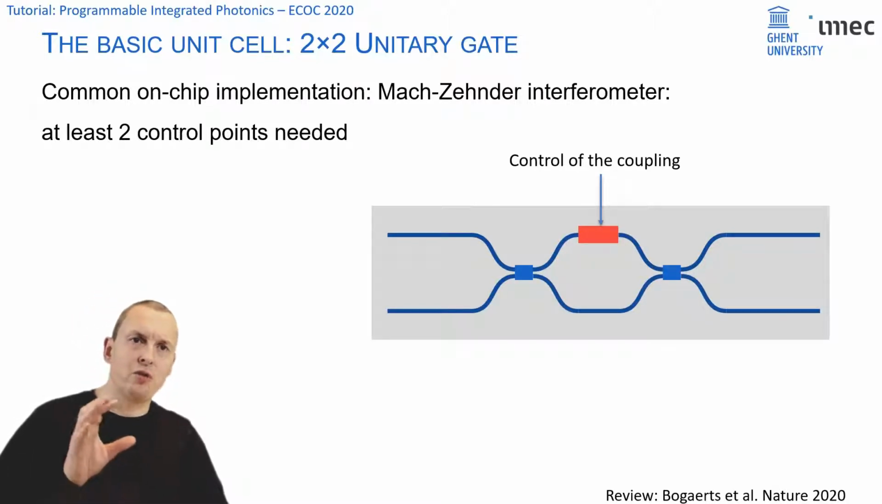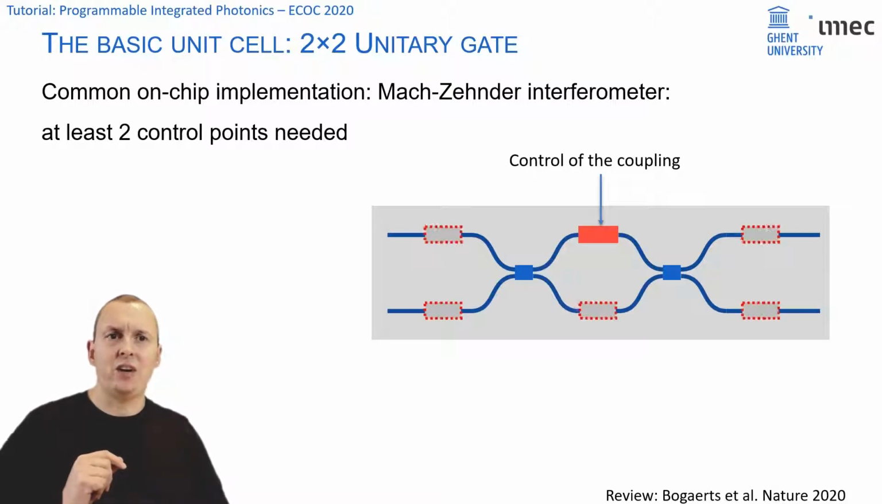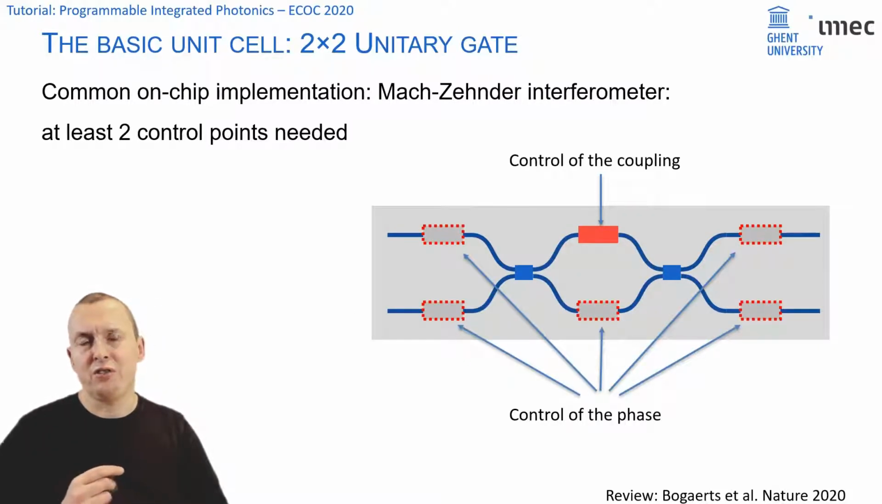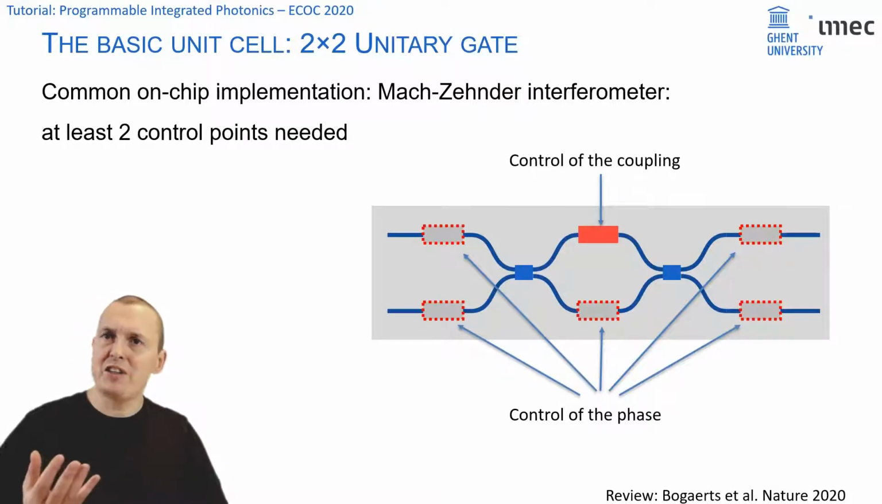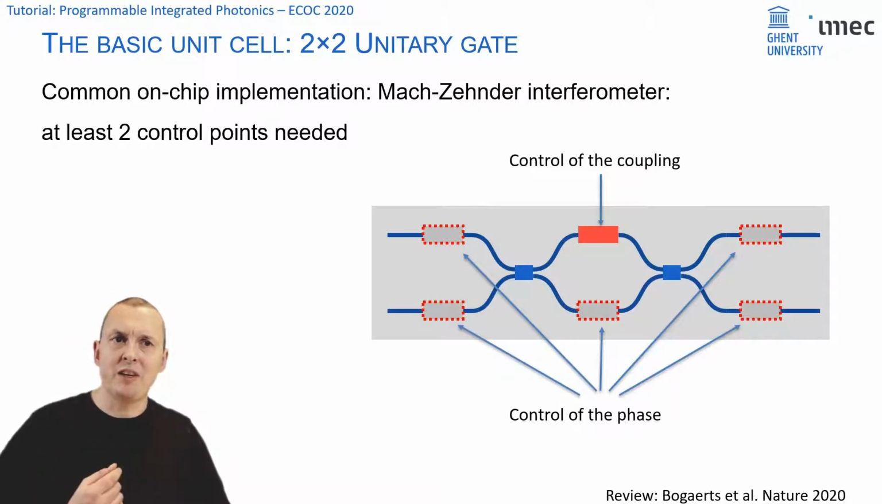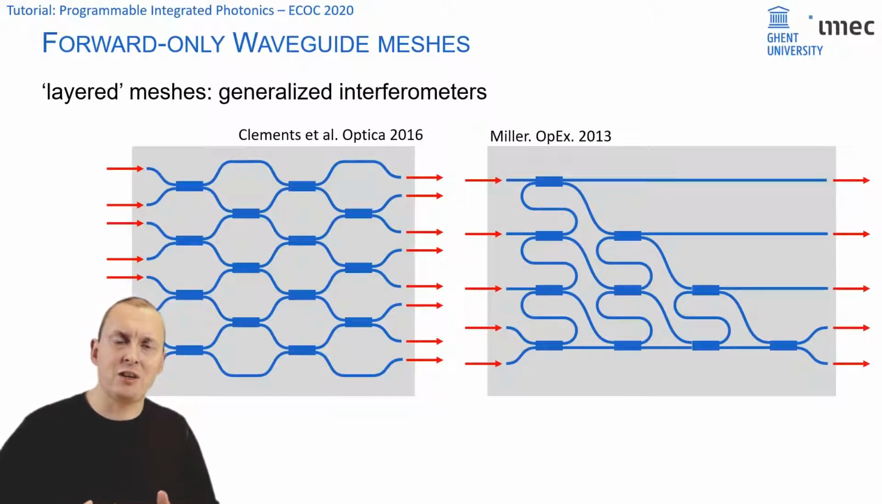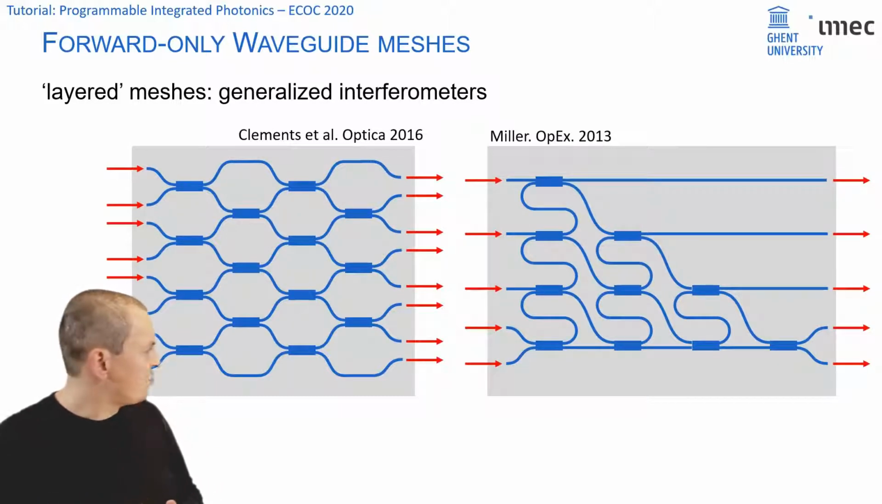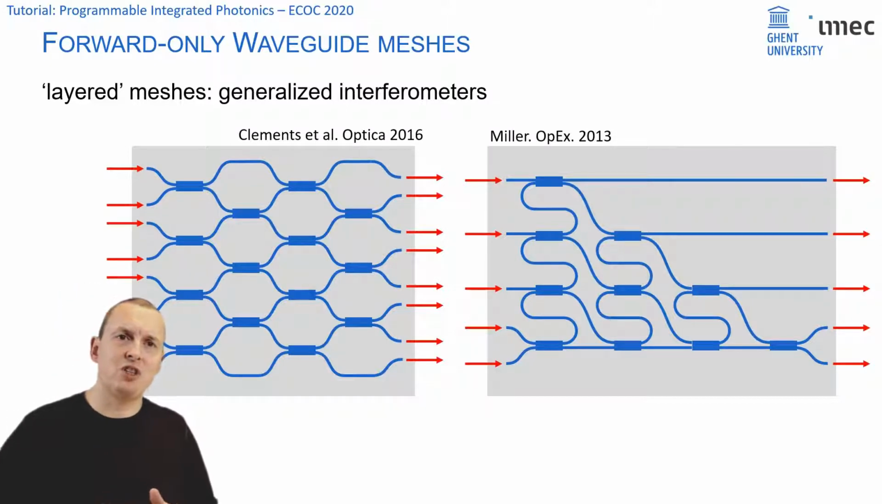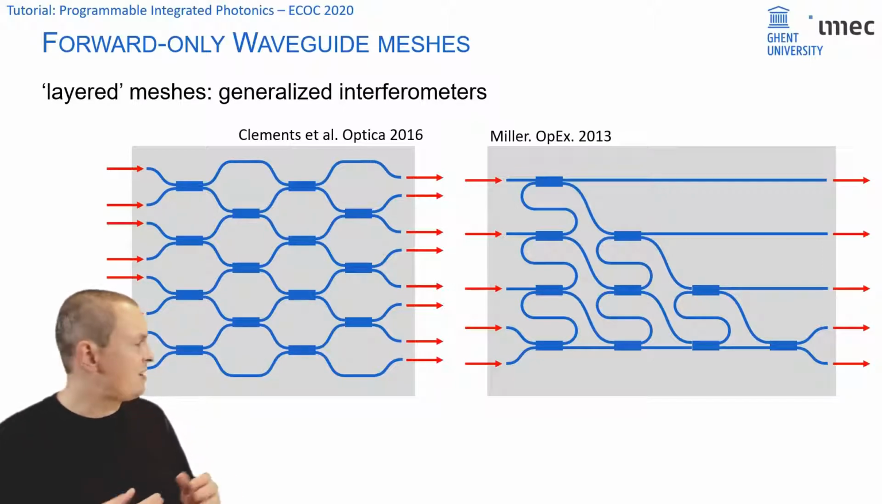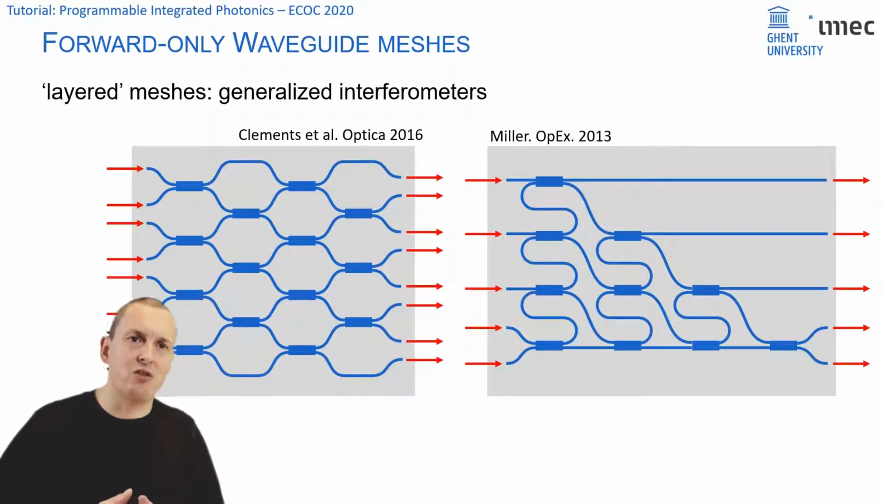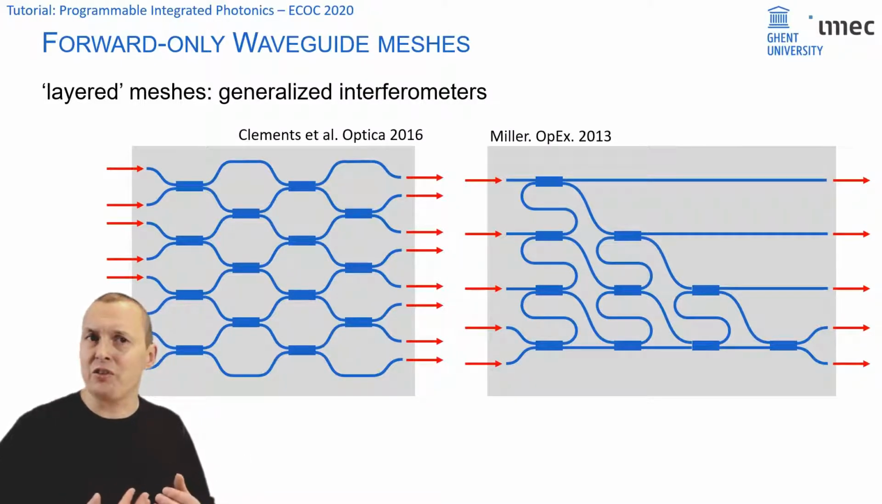If you want to control both the coupling ratio and phase, you need to add at least one additional building block here, so an additional phase shifter. But this is a very simple implementation. With this block, by cascading them, you can build much larger circuits. And we've seen different circuit architectures for these forward-only circuits in the past couple of years. On the left side is what we call a Clements type structure, which is the most compact way of constructing an arbitrary transformation, while on the right there's a triangular mesh, which is also proposed by Reck and Miller, which is the easiest to configure.